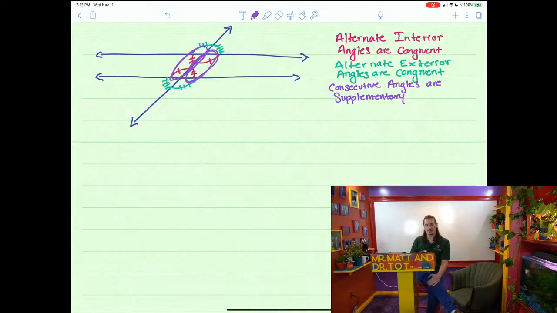Okay, so if there's any questions about that, just let me know, but I wanted to give an overview. Some of those things can come up in proofs.